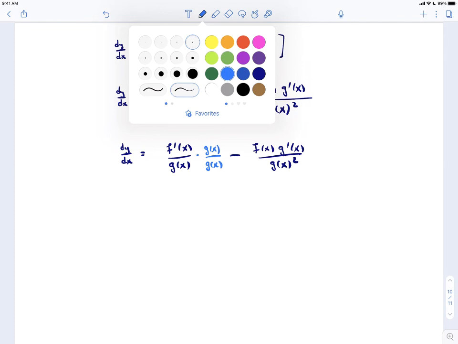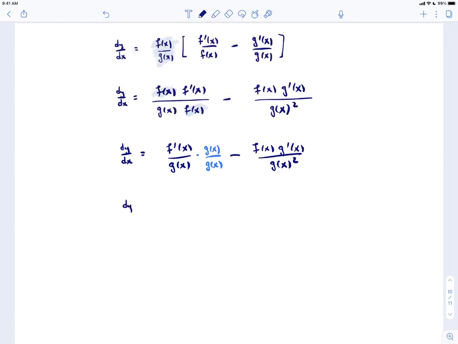But what does that do to our expression for dy/dx? That gives us f prime at x times g at x minus f at x g prime at x divided by g at x quantity squared. That is to say, the derivative of the top times the bottom minus the top times the derivative of the bottom divided by the bottom squared. And yes, that is the quotient rule.